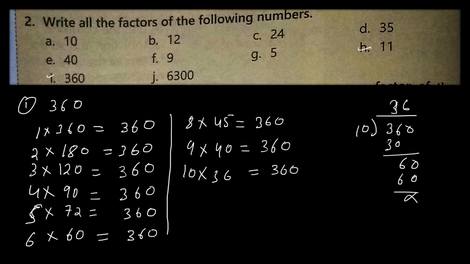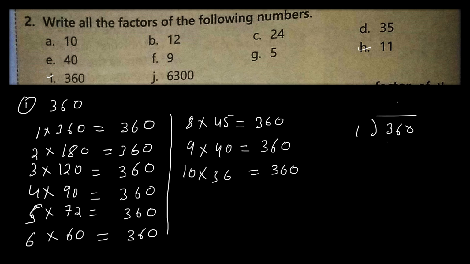Now we will try by 11. 11 3s are 33. So 3 will come down. 11 3s are 33, 11 2s are 22. So 8 is not possible. So now we will try by 12.